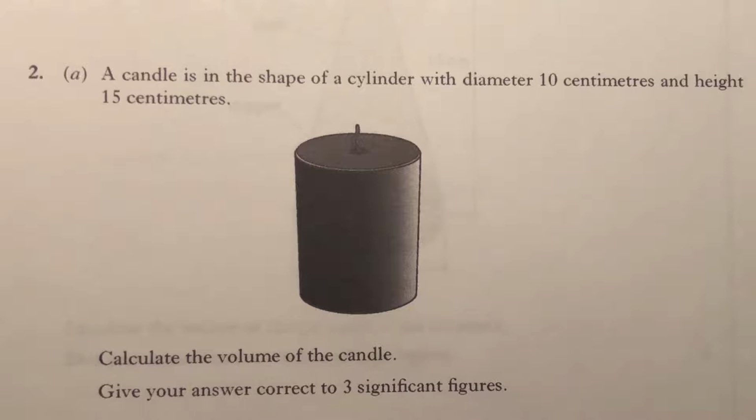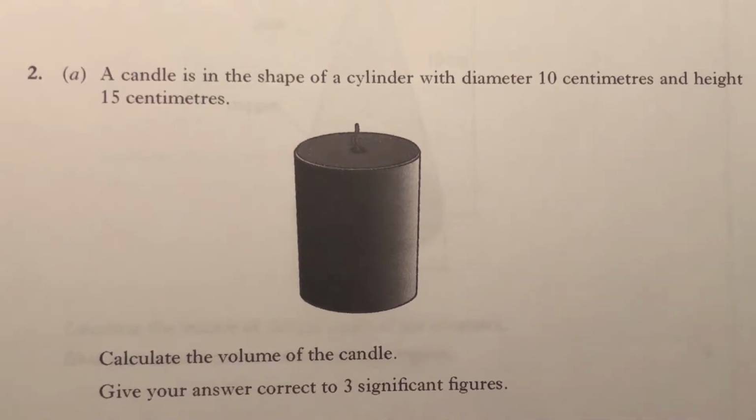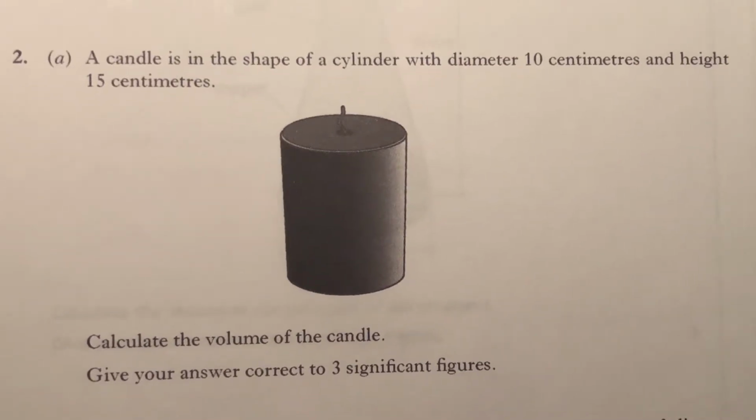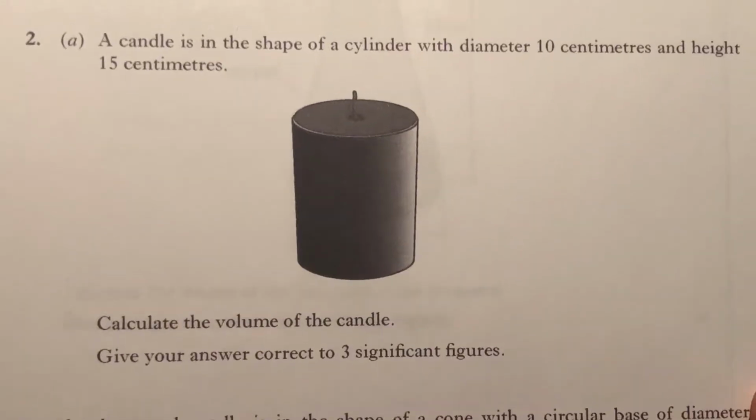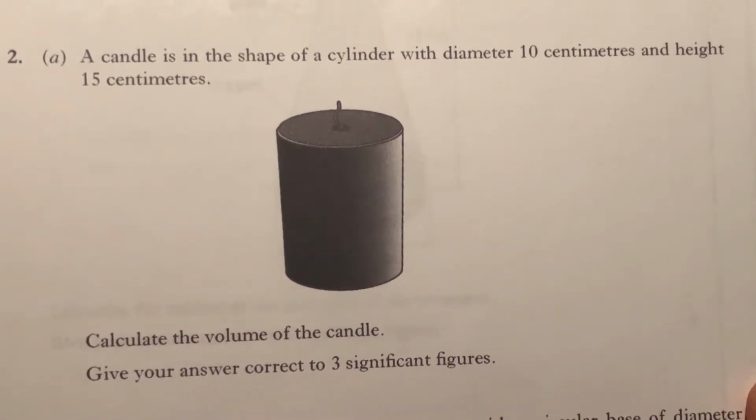A candle is in the shape of a cylinder with diameter 10 centimeters and height 15 centimeters. Calculate the volume of the candle. Give your answer correct to 3 significant figures. So, this is worth 3 marks, which means we've got a bit of work to get done with this. It's given us nothing in terms of the diagram, but it tells us everything that we need to know in terms of the question.